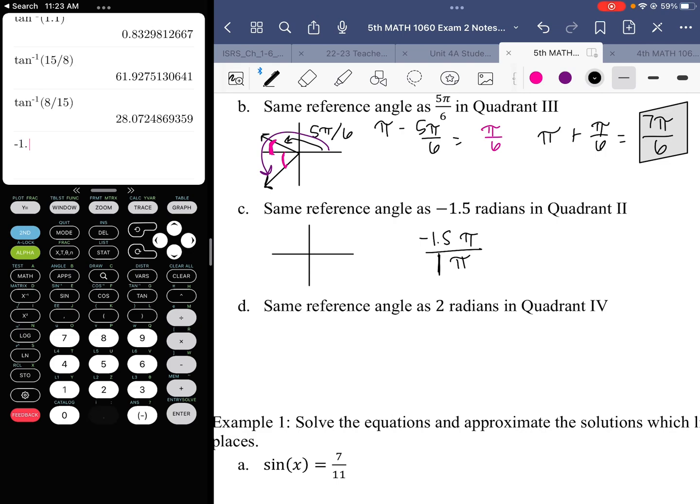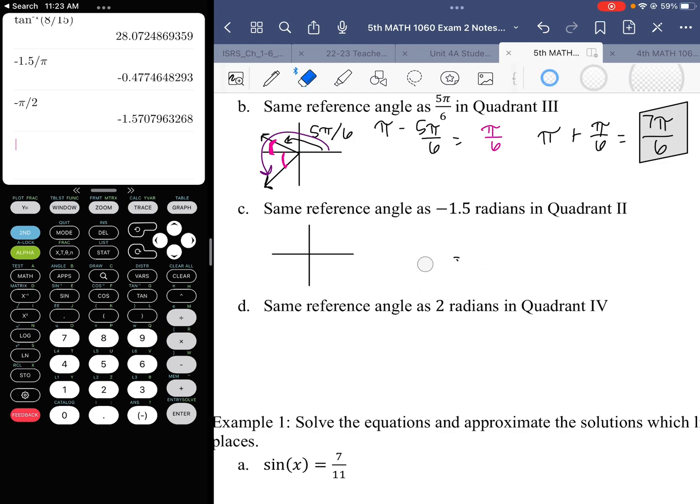So negative 1.5 divided by pi is like negative 0.47 or whatever. And I just want to point out that negative pi halves is like negative 1.5. Okay, so where would this be, right?